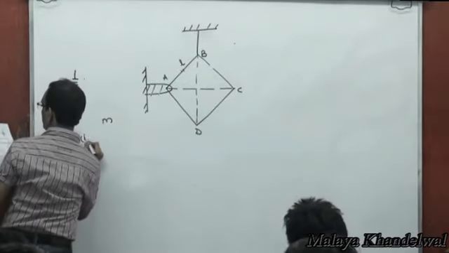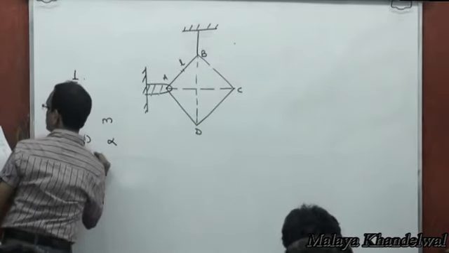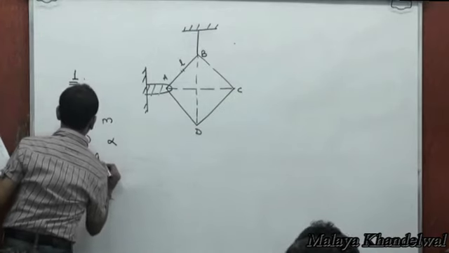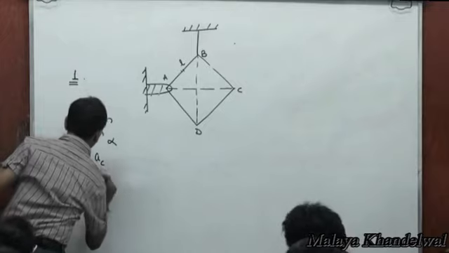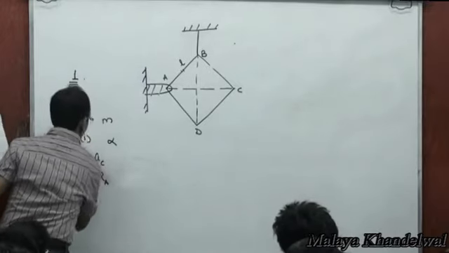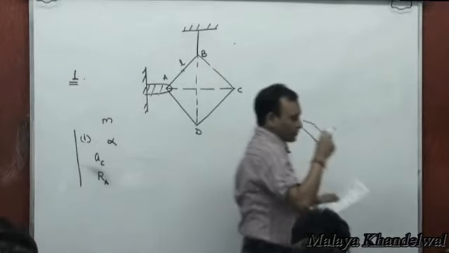We want to be able to compute the angular acceleration of the plate, we want to compute the acceleration of the corner C, and we want to compute the reaction at A. This is what we want to be able to do.